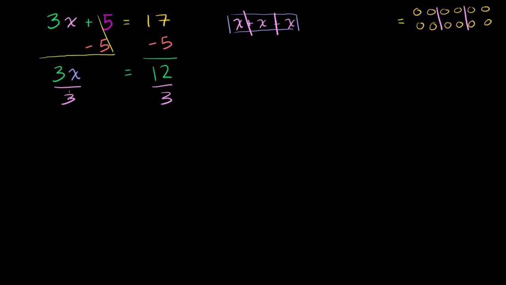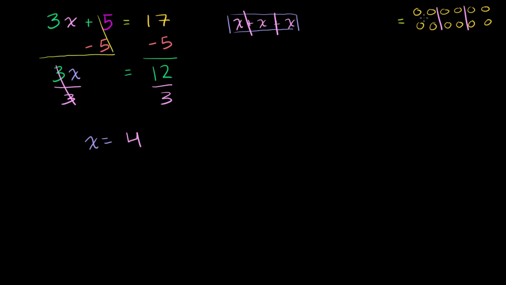So when you do it mathematically here, the 3's cancel out. 3 times something divided by 3 is just the something. So you're left with x is equal to, and then 12 divided by 3 is 4. You get x is equal to 4.